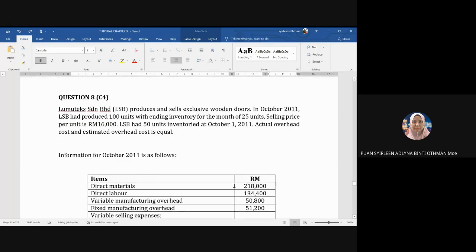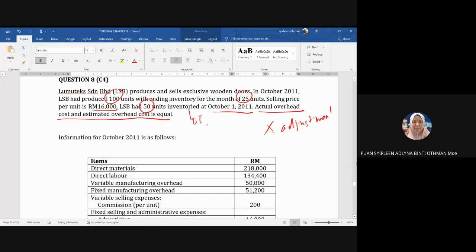Ini pun soalan PSPM. Okay, dia produce 100 unit. Ending inventory 25. Selling price 16,000. 50 ringgit inventory at October 1st. Yang ni is actually beginning inventory. Okay, actual overhead and estimated is equal. Senangnya. Tak ada adjustment. Tak ada adjustment, that means terus sahaja bahagi dengan actual unit produce untuk semua item.